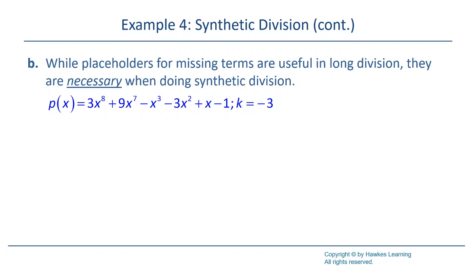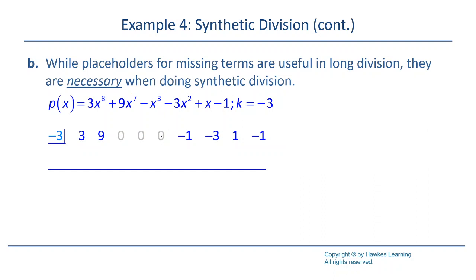So like p of x, the reason it's chosen is, notice it's 3x to the 8th plus 9x to the 7th. Jump straight down to minus x cubed minus 3x squared plus x minus 1. So now you're in a bit of trouble because now you're missing x to the 6th through x to the 4th. So you have those three terms missing. When we write this, we have to include these zeros.